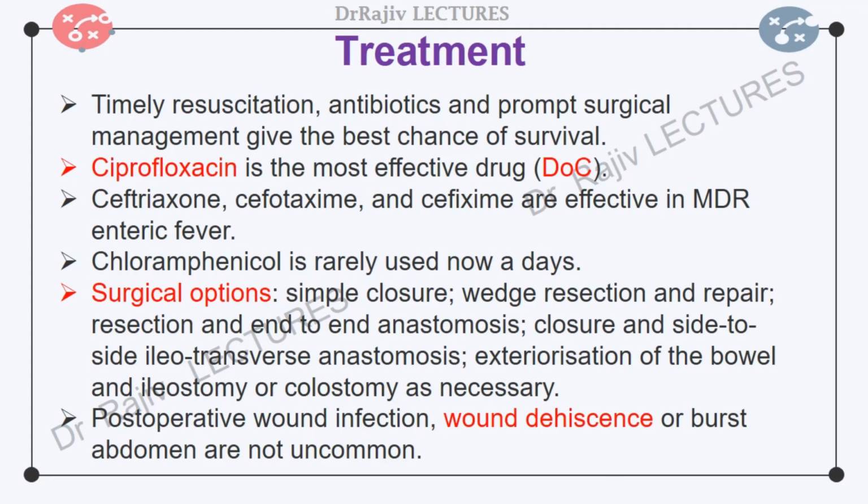In confirmed cases of perforation, a laparotomy is carried out after hemodynamic resuscitation. Operative procedure is chosen judiciously depending upon the general condition of the patient, the site of perforation, the number of perforations, and the degree of peritoneal contamination. The options are simple closure of the perforation after freshening of edges, wedge resection and repair of the gut bearing the ulcer, bowel resection and end-to-end anastomosis, closure of the perforation and side-to-side ileotransverse anastomosis, exteriorization of the bowel, and ileostomy or colostomy as necessary.